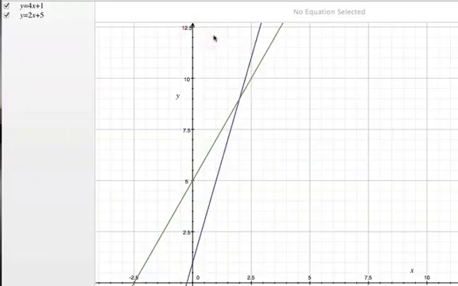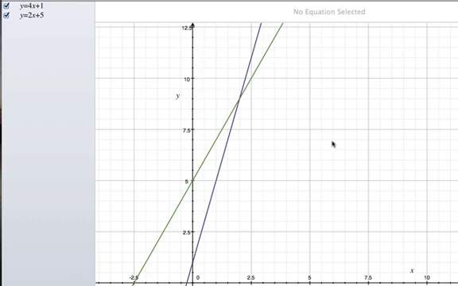Hi, and welcome to this quick little wrap-up video after comparing the equations of two lines on a graph. So what I'm going to do is go through what you should have seen when you compared your two equations on a graph.